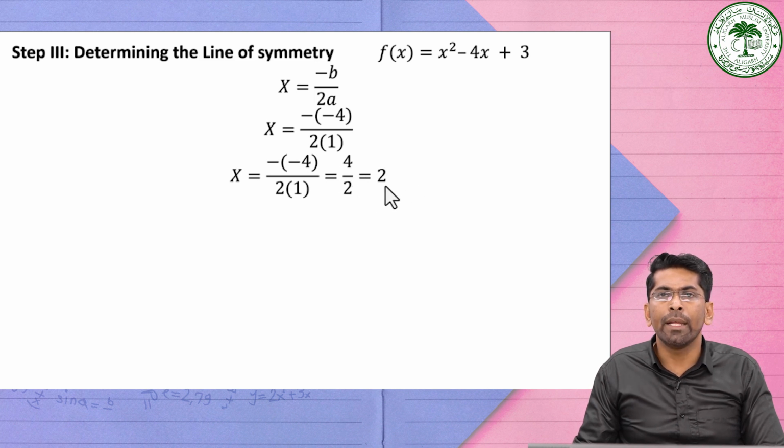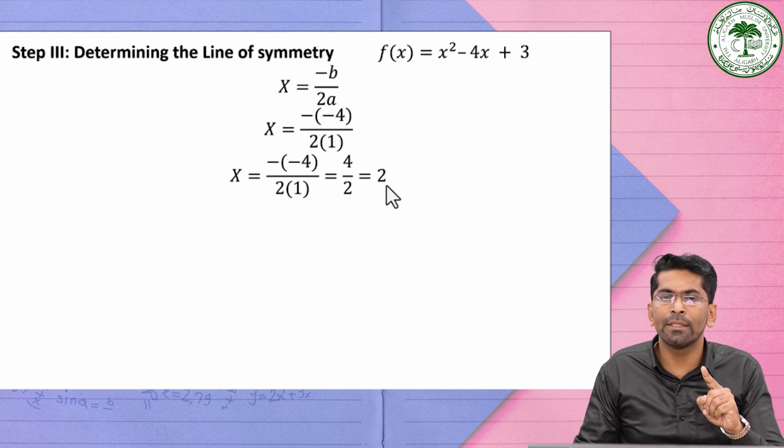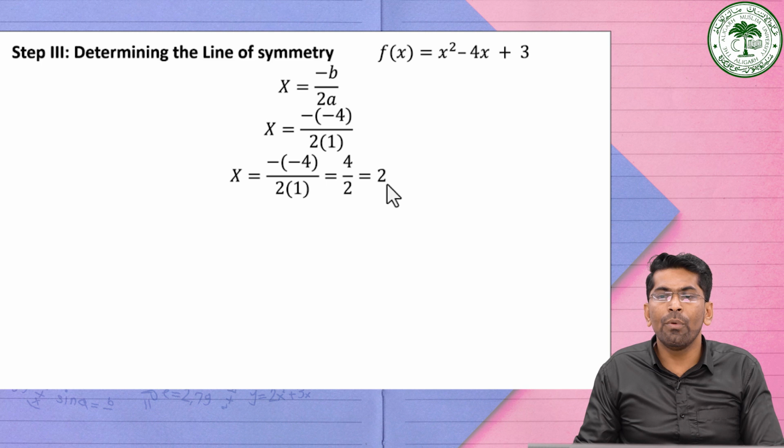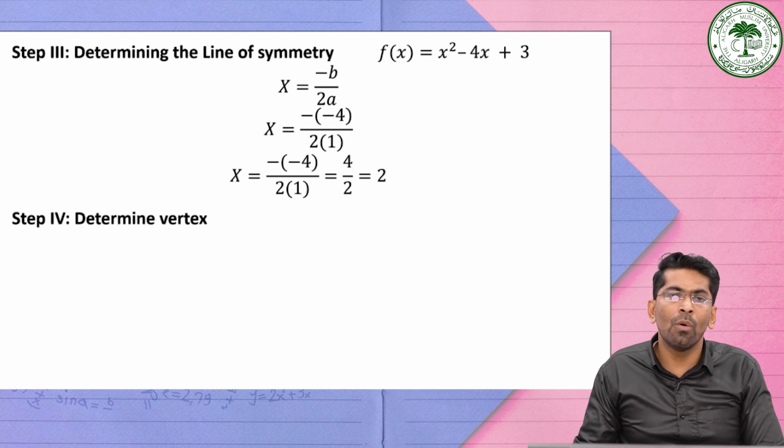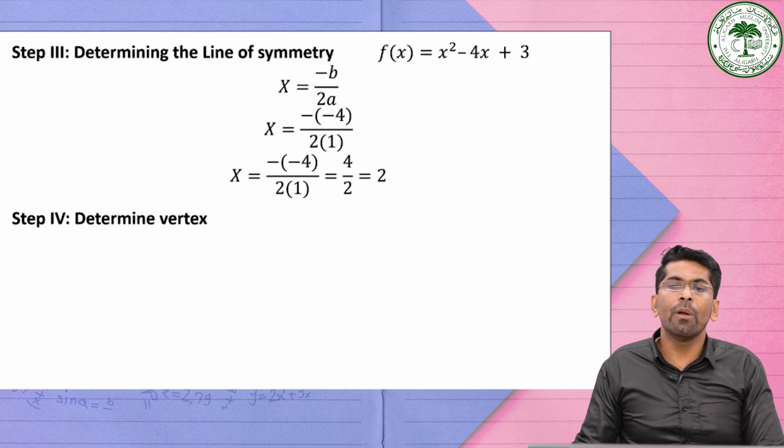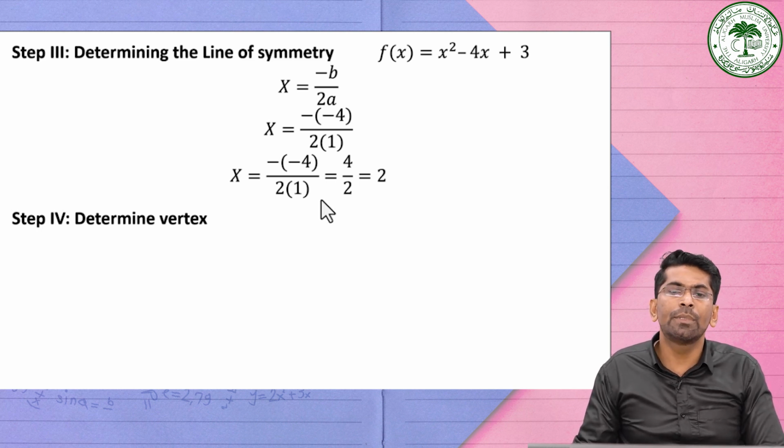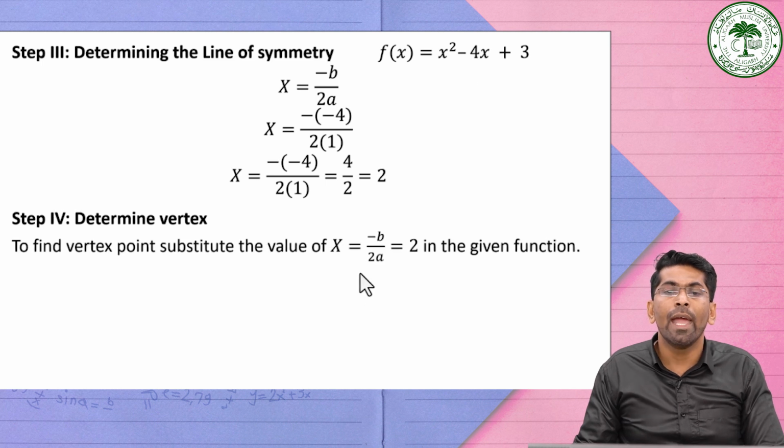Which is equal to 2. So the line of symmetry means the function will reach the minimum point when x is equal to 2. But we don't know the value of the minimum point. So for that, we have to find the vertex point or vertex value. In order to find the vertex point, substitute x is equal to minus b by 2a, that means x is equal to 2, into the given equation. That is, we want to find f of 2.